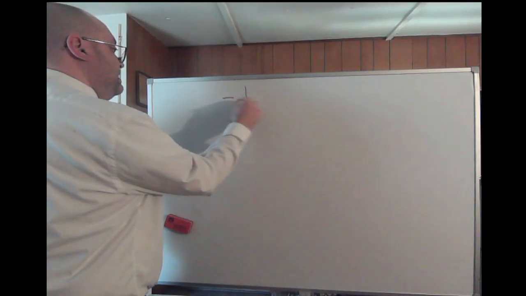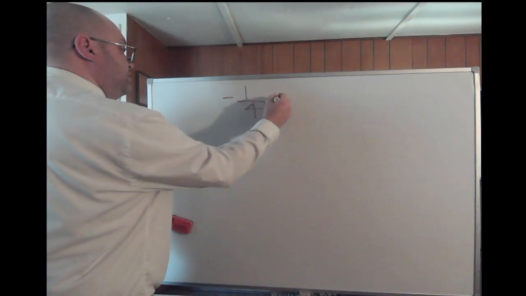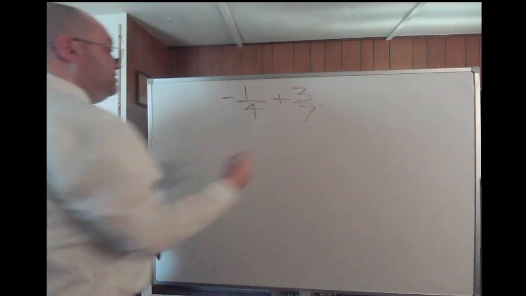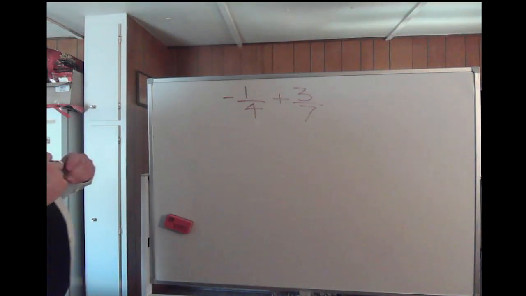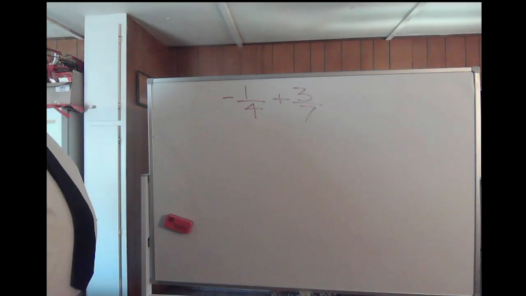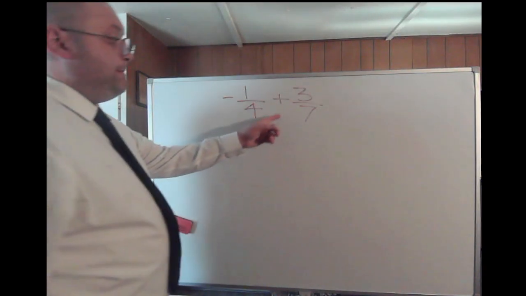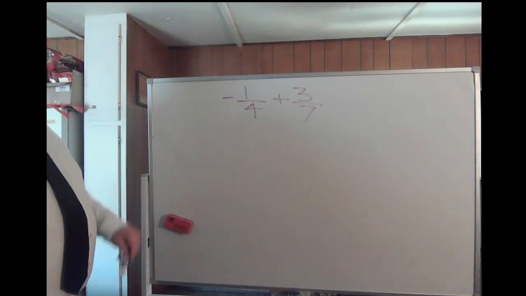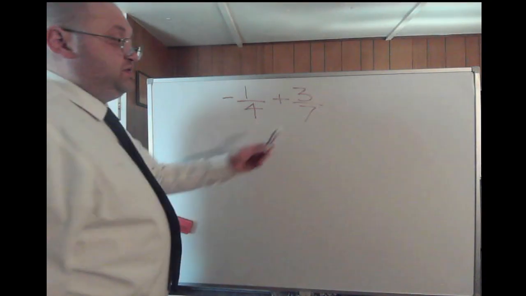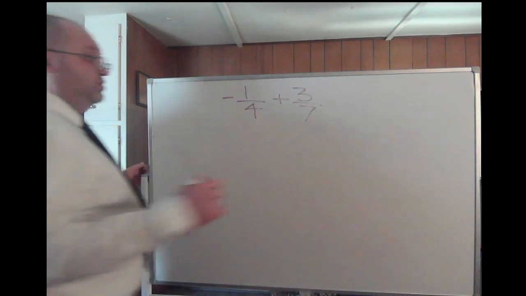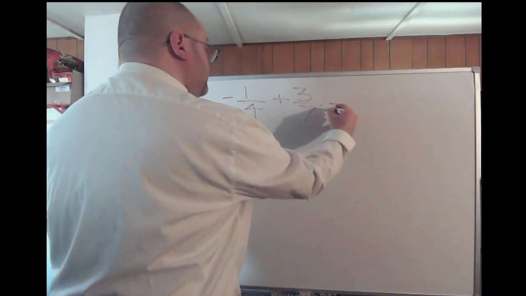Alright, let's see. We got negative 1/4 plus 3/7. Well, we need to find again the least common denominator of 4 and 7, which would mean finding the least common multiple of 4 and 7. I can tell you the least common multiple is going to be 28. It will definitely be 28.